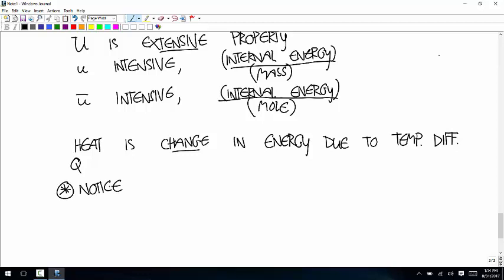And notice this works the same way that it does with work. Heat is not a property. There's no such thing as an amount of heat that an object has at an instant or an amount of work that it has. That's a description of something that happens during a process. That's a change in energy. So Q is not a property. It's a change in energy.